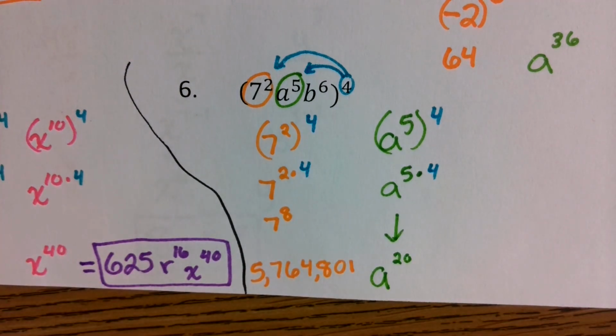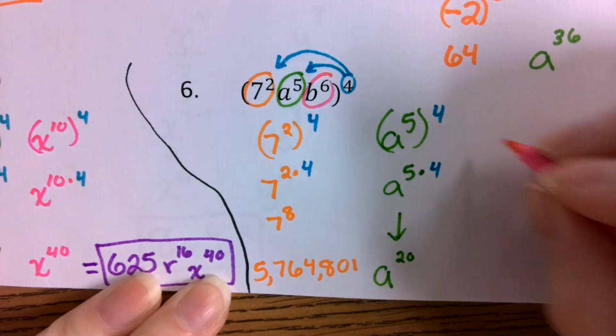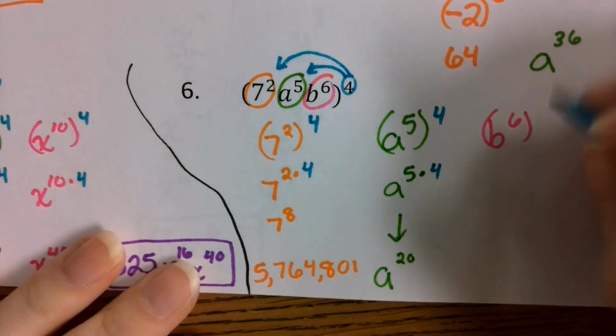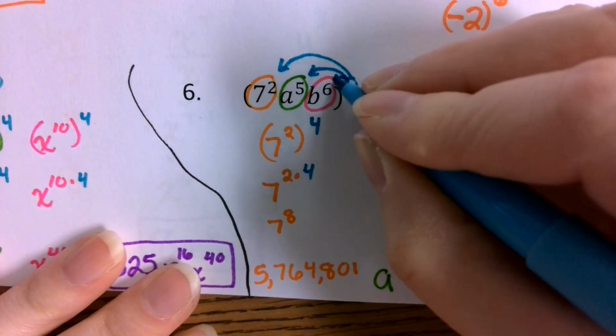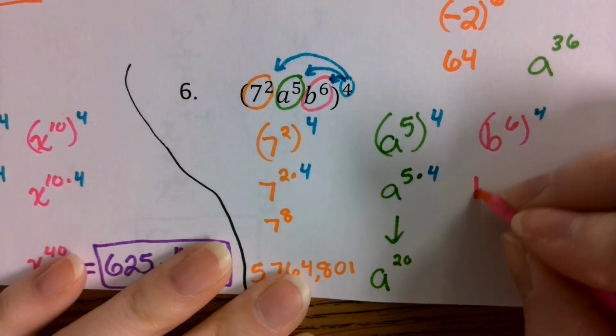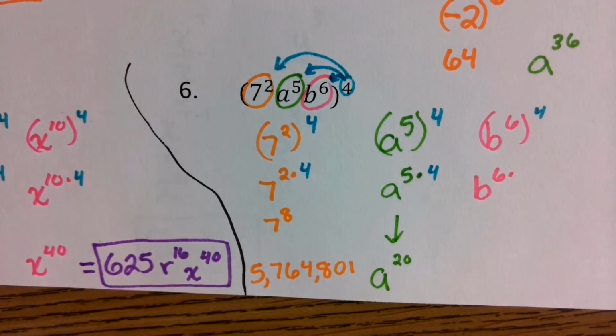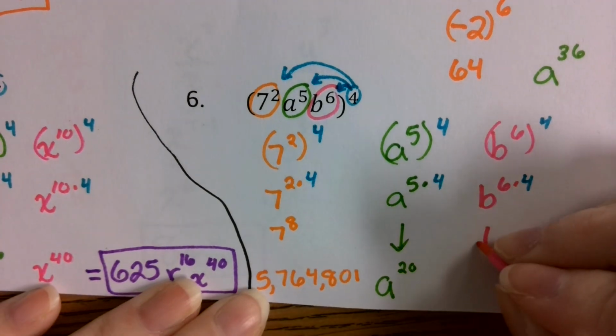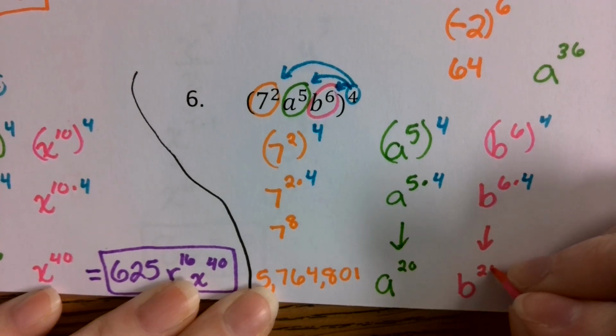And then for our last one, we've got b to the 6th. B to the 6th is also going to be raised to the 4th power. So we're just going to multiply those exponents together. That's going to become b to the 6 times 4 power. And 6 times 4 is 24. So you get b to the 24th power.